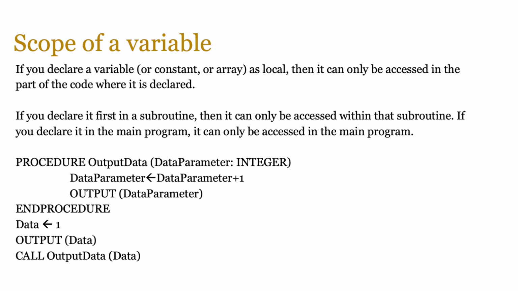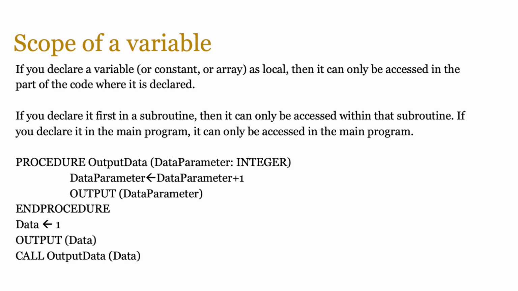So our main program now looks like this. Data is assigned the value 1, and we output this data variable, which is then outputting 1 on screen. We're then calling output data, and we're passing this original data value, which now is 1, to the procedure. The procedure stores this data in a variable called data parameter. It then increments that, so it becomes 2, and then it outputs data parameter, which is 2. So the original data variable contains 1, and this data parameter, which is output, contains 2. So we haven't changed the original variable, we've just used a copy of it by assigning it to a local data parameter variable.